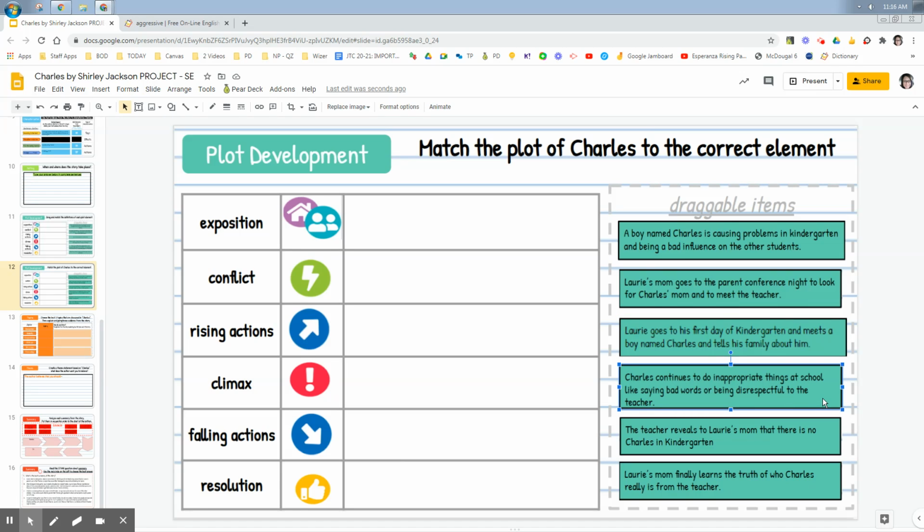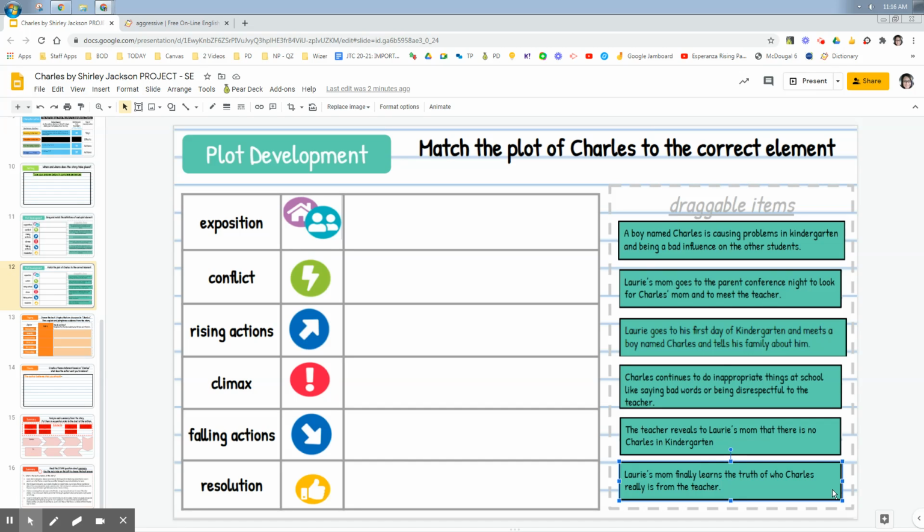Slide 4 is, Charles continues to do inappropriate things at school, like saying bad words or being disrespectful to the teacher. The next one says, the teacher reveals to Lori's mom that there is no Charles in kindergarten. And the last one says, Lori's mom finally learns the truth of who Charles really is from the teacher.